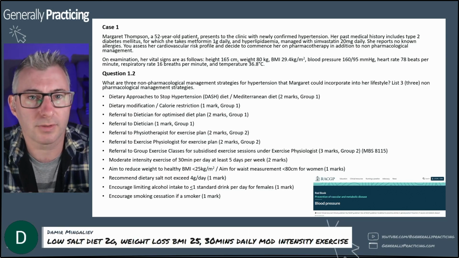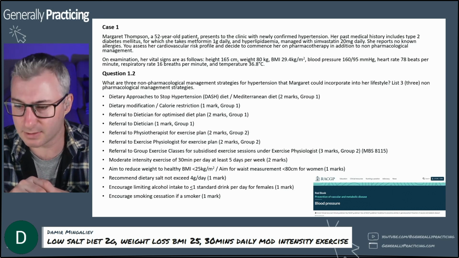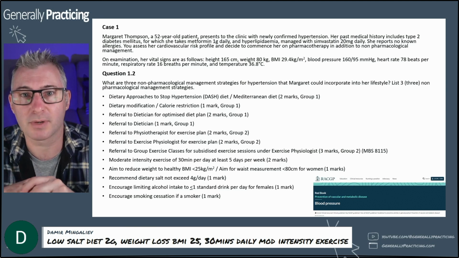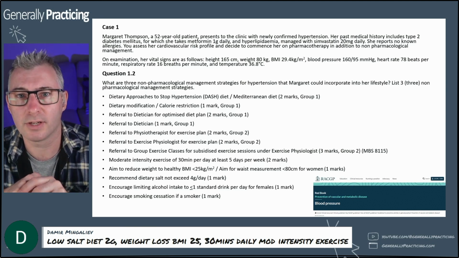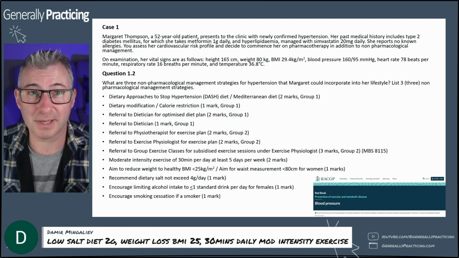So Demi here in the chat has low salt diet, less than 2 gram. Again, numbers will change depending on where you look. Weight loss to BMI 25, fantastic. 30 minutes daily moderate intensity exercise, fantastic. Just be careful using abbreviations.